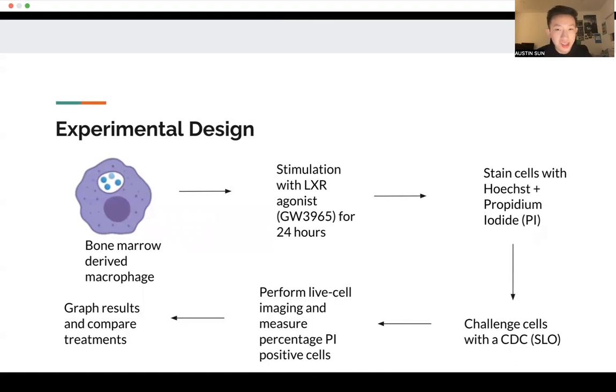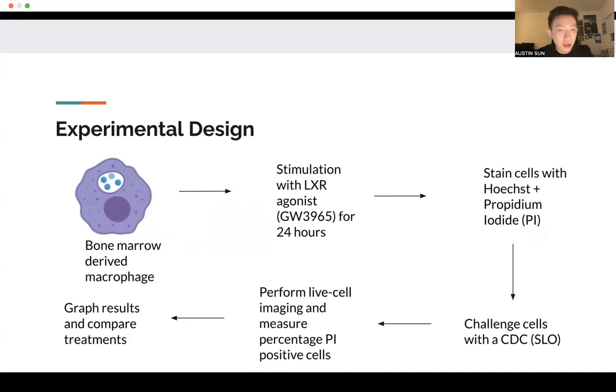In this case, we are using a synthetic ligand called GW3965 for about 24 hours. The purpose of this is to upregulate the LXR pathway and increase the expression of those cholesterol efflux genes. Our next step here is to stain it with two different dyes. So we use Hoechst as well as propidium iodide, also known as PI.